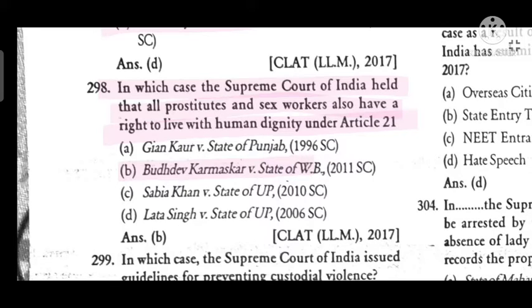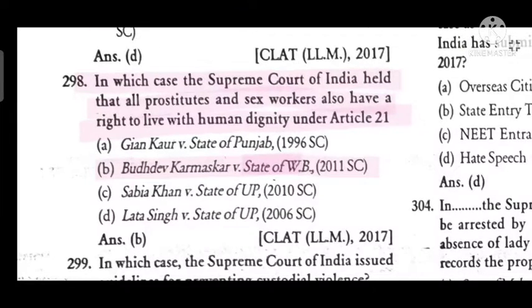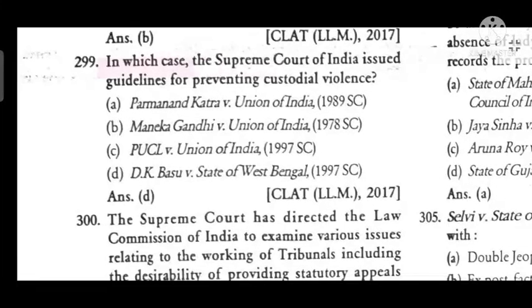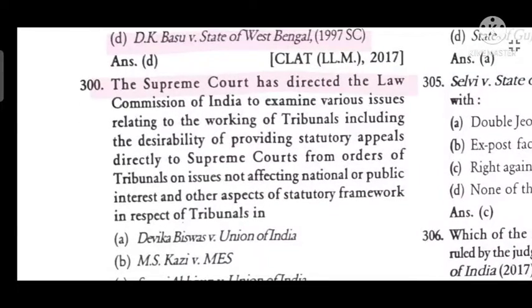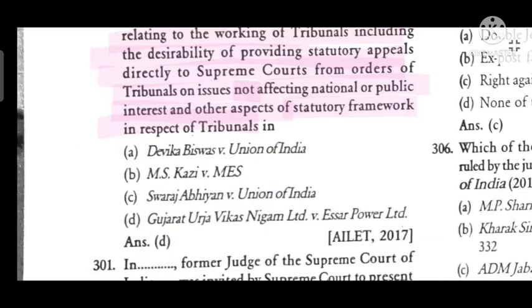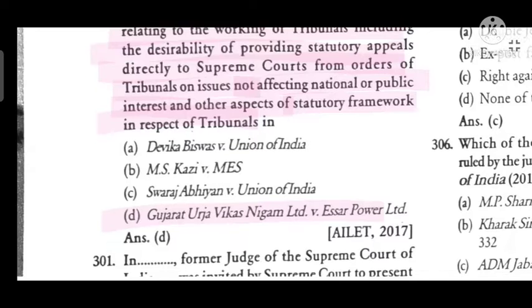Budhadev Karmaskar vs. State of West Bengal, 2011. In which case did the Supreme Court of India issue guidelines for preventing custodial violence? D.K. Basu vs. State of West Bengal, 1997. The Supreme Court of India directed the Law Commission of India to examine the various issues related to the working of tribunals, including the desirability of providing a statutory appeal directed by the Supreme Court in the form of tribunals on issues not affecting national public interest, and aspects of the statutory framework in respect of tribunals, in Gujarat Urja Vikas Nigam Limited vs. Essar Power Limited.